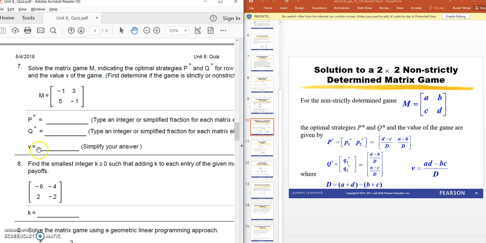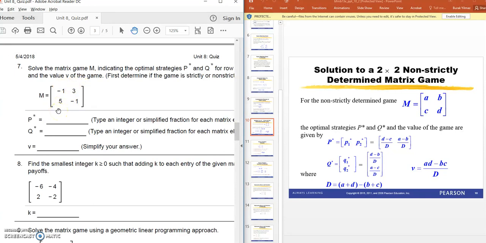So let's start with the value of the game, which is, according to the formula here, A times D minus B times C divided by D, and that's capital D, which is A plus D minus B plus C. These are the entries A, B, C, D. Looking at this matrix, A is -1, B is 3, C is 5, and D is -1. So AD would be these two multiplied, +1. BC would be 15. Subtract them, you get -14.